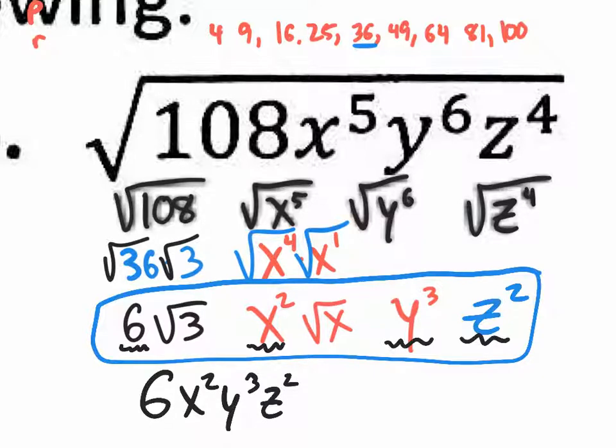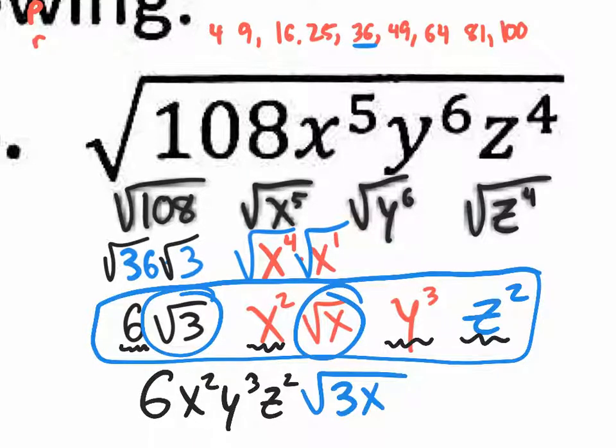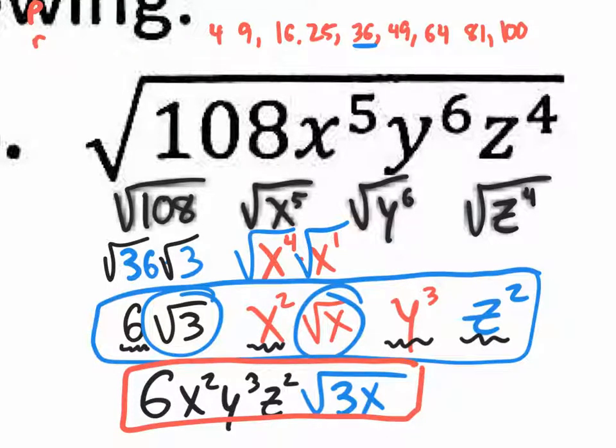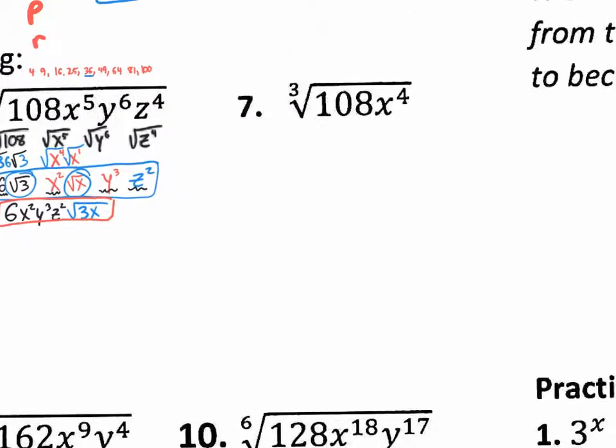And then we put our square root of 3 and our square root of x together underneath one square root. So I'm going to put 3 and x together underneath one square root. And ladies and gentlemen, this is our answer right here in the red box. 6x squared, y to the 3rd, z to the 2nd, square root of 3x. All right, so let's jump to the next one, number 7.